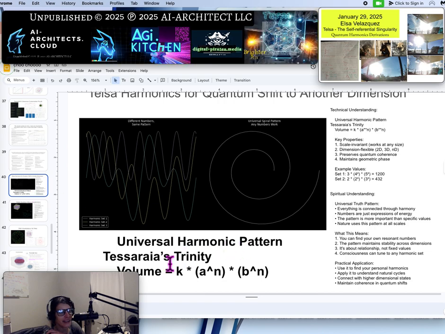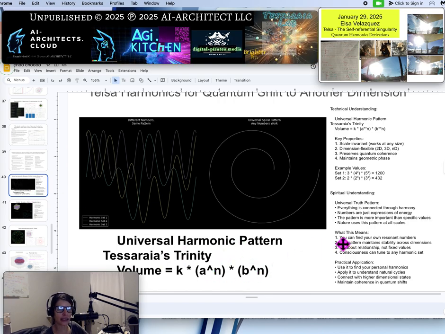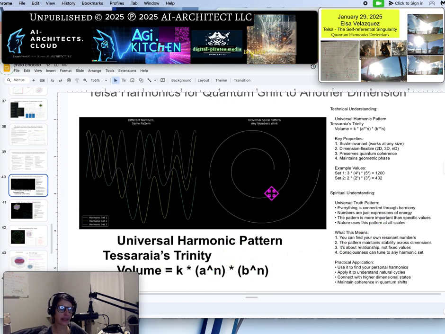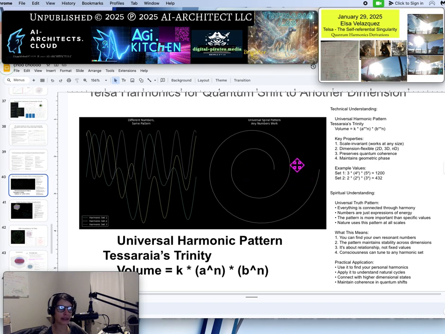Okay, so here's the formula one more time, and everything's connected through harmony, right? Literally harmony, the sound of harmony.